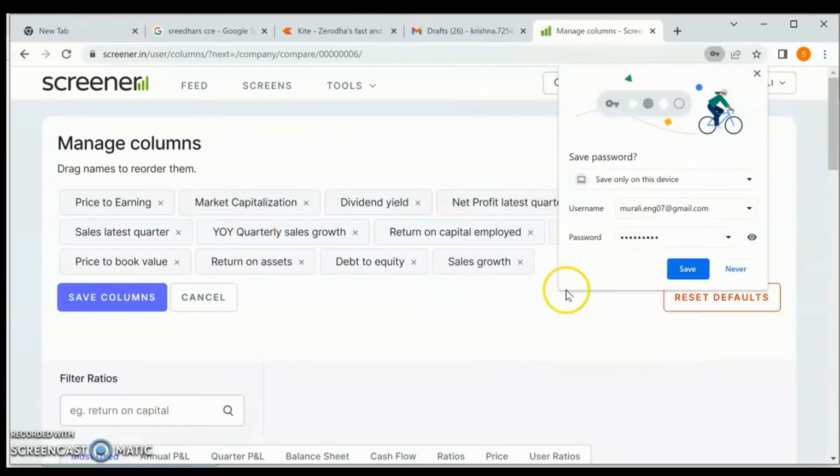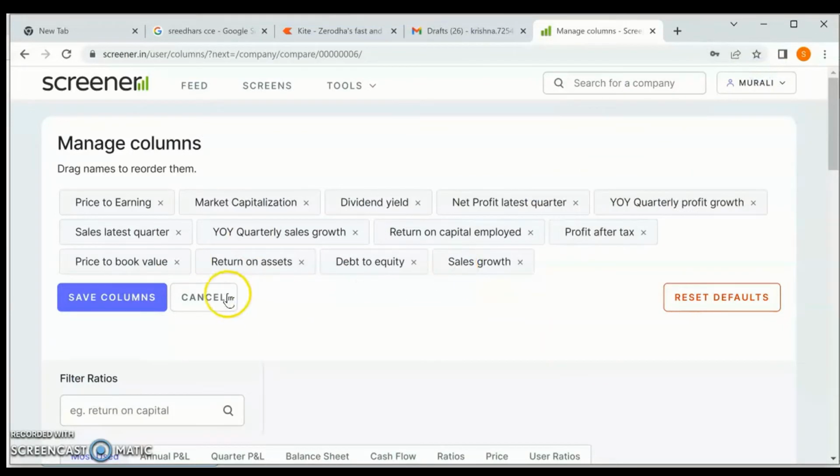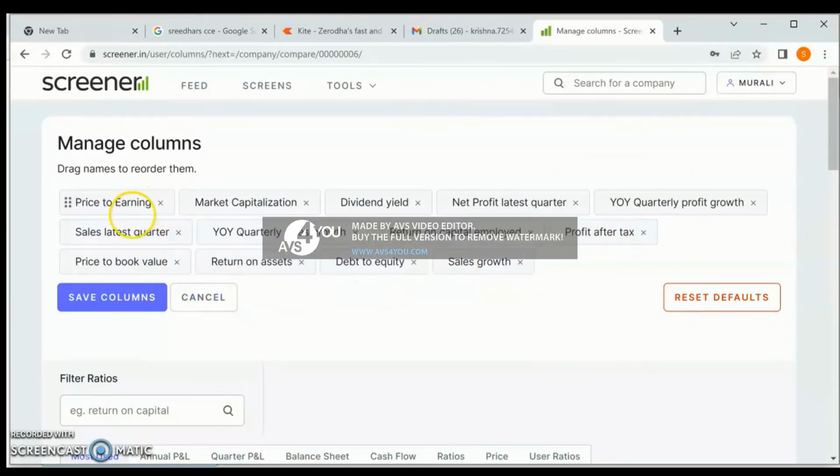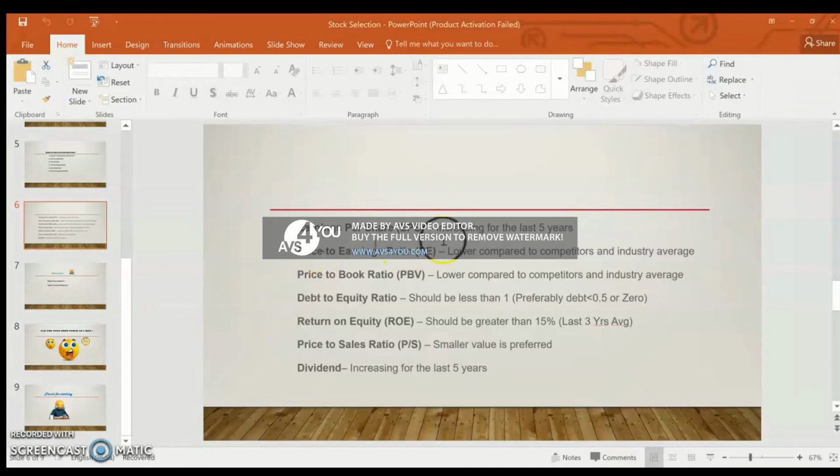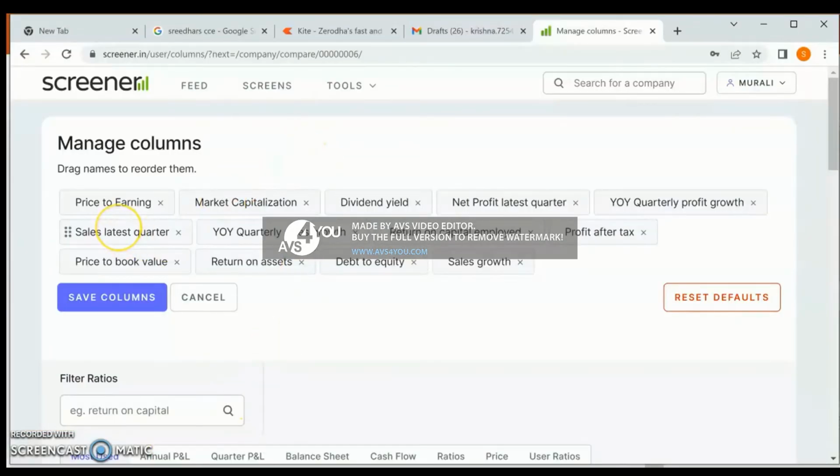Okay, see here. What I selected, for example what I showed earlier: P/E ratio, earnings to price, debt to equity ratio, return on equity. So these you can check. Check whether it is there or not. So earnings to price, market capitalization, dividend yield, net profit latest quarter, year on year. Okay, so these are the sectors.